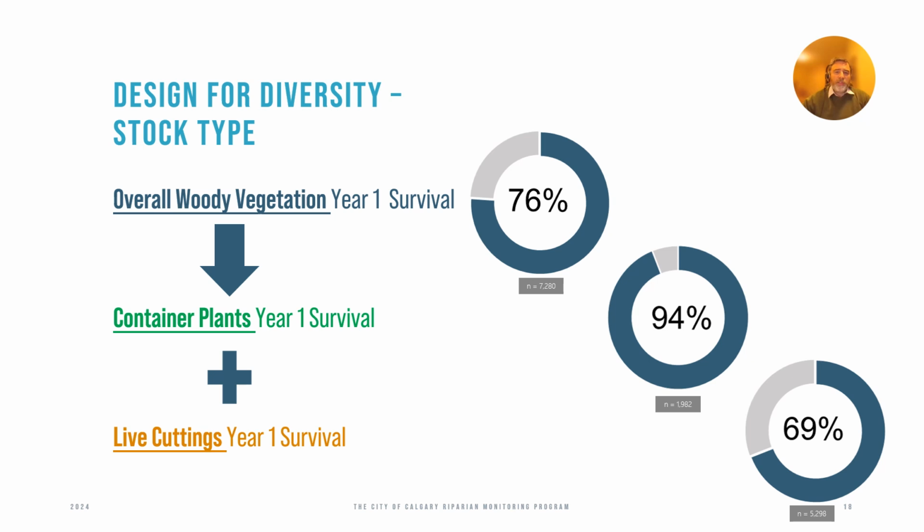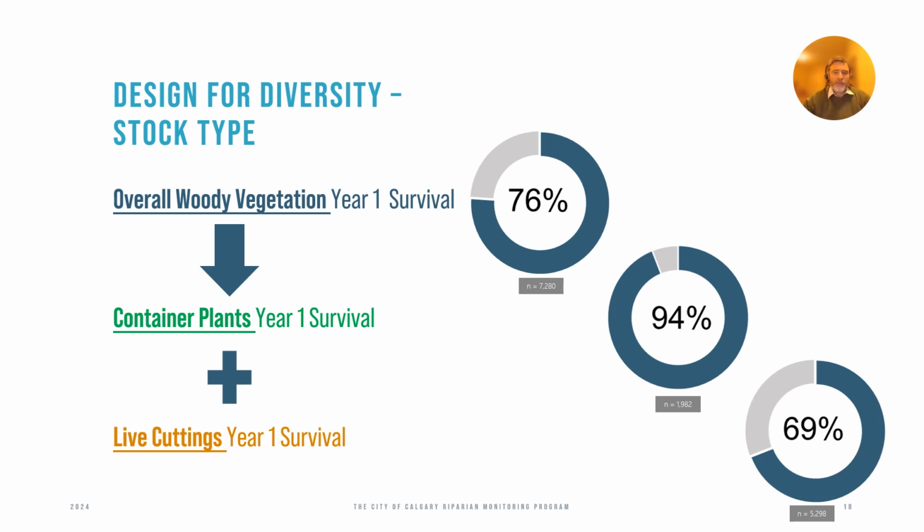Looking at year 1 survival data for different stock types, overall survival for planted woody vegetation was 76%, which is above the typical 70% target. However, there was a significant difference between stock types. Container plants had 94% survival, while live cuttings had 69% survival. Based on this, we recommend using container plants where appropriate, for example, on top of banks in low erosion areas, and live cuttings in high velocity, high erosion areas.